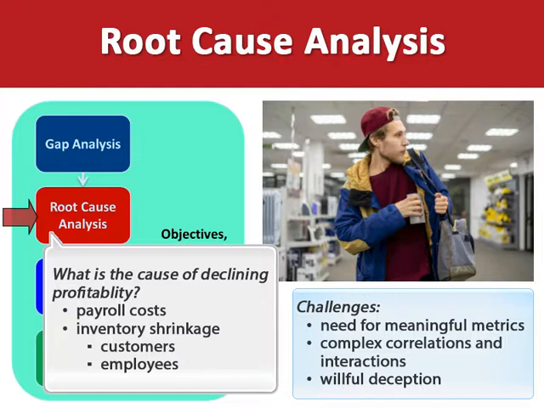The other issue, of course, is complex correlations and interactions. Maybe those increasing payroll costs are what are driving the increased revenue. That is, you've got better employees, or you're paying your managers better, or you've implemented new programs. So you have to understand all those interdependencies. And then finally, especially in the theft issue, it's important to recognize that people are willfully deceiving you. That is, they're trying to hide the root cause of the loss of profitability, of course, because they're stealing from you, they're embezzling or whatever.